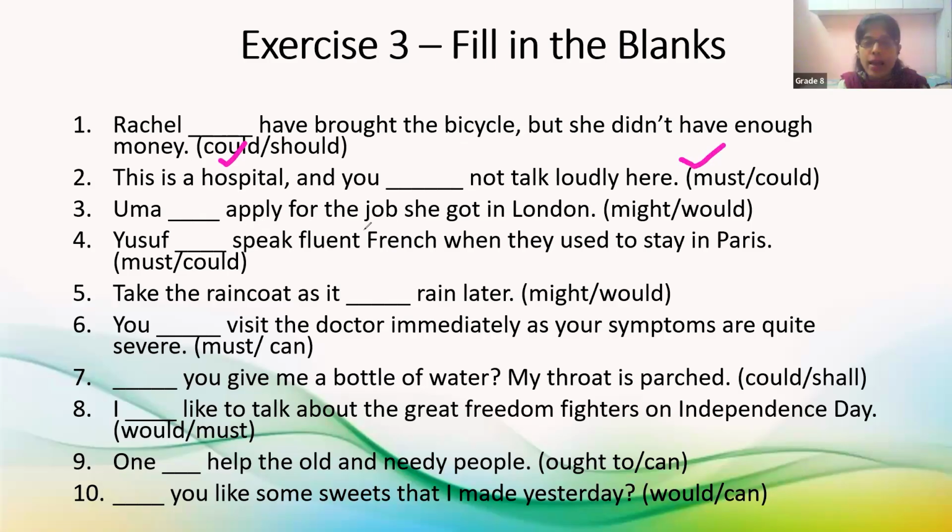Uma, dash apply for the job she got in London. This is for Uma only. Nobody else will answer. Uma, bolo beta.